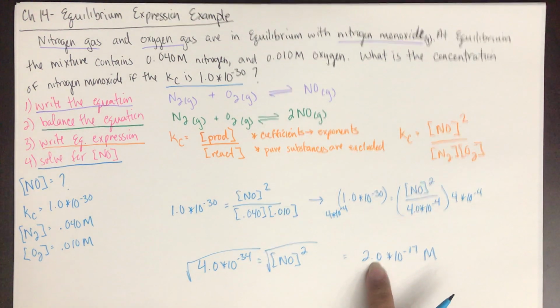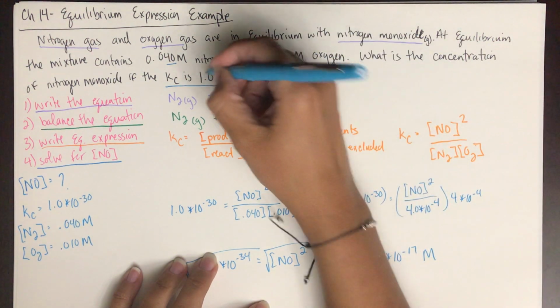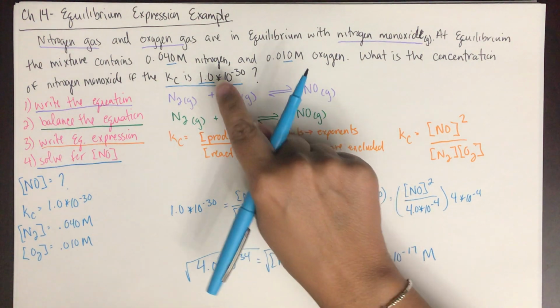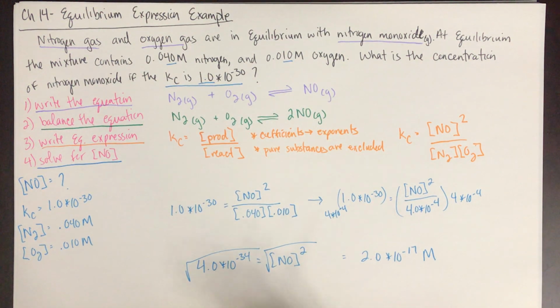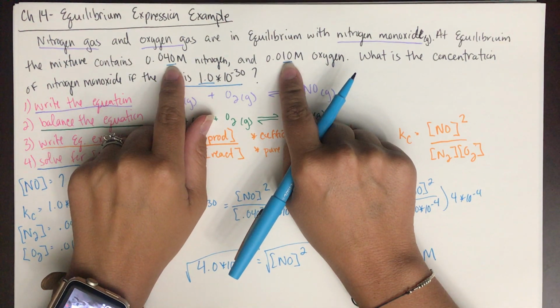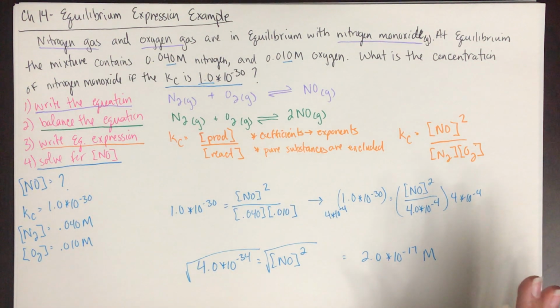The reason it's 2.0 is because we always have to pay attention to the correct number of significant figures. This number has 2 significant figures, this number has 2 significant figures, and the Kc has 2 significant figures. The number of significant figures in the Kc is not applied because it is a ratio. It's an exact number. It's not a measured number. So we would just be going off the significant figures of the 2 concentrations, which are both 2. So if you put 2 times 10 to the negative 17th molarity on an exam, you would lose a point because it would not have the correct number of significant figures.